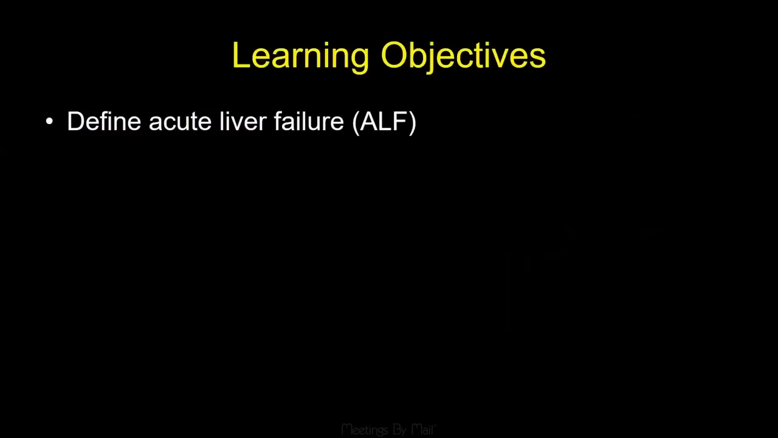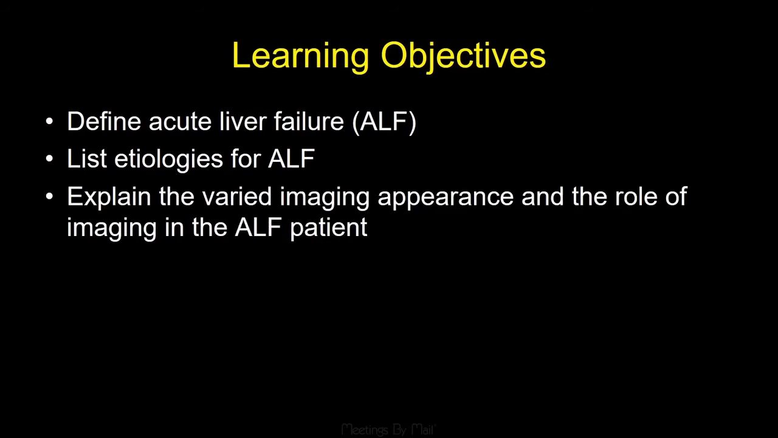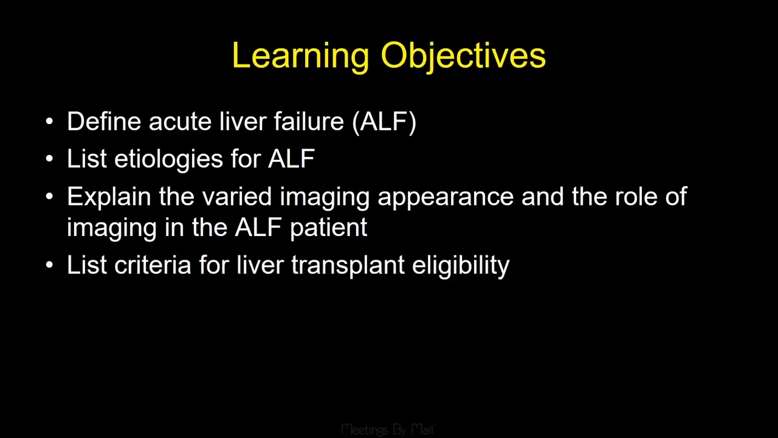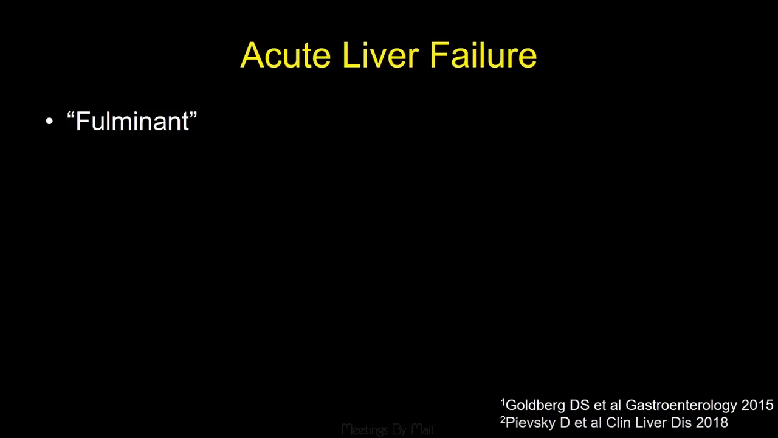Learning objectives for my talk will be, I will define acute liver failure, list various causes for acute liver failure, explain the varied imaging appearance and the role of imaging in evaluating the ALF patient, and also list some of the criteria that OPTN has for liver transplant eligibility.